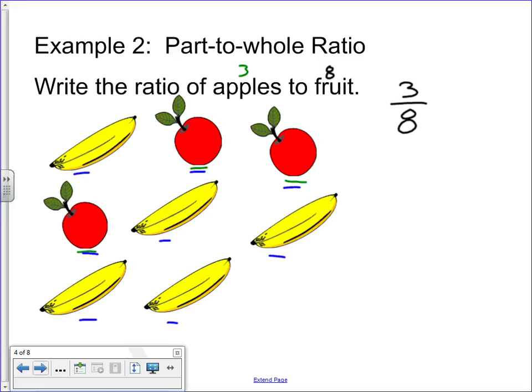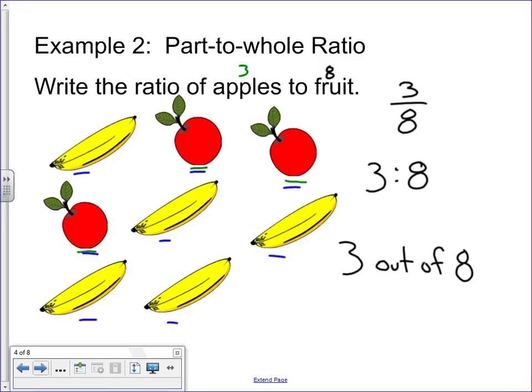which can't be simplified. We could also write it with a colon as 3, the colon, 8. Or then finally, we could use words. Now, the words are going to change a little bit. I know that it says apples to fruit up here, but we're comparing a part out of a whole. So there are 3 apples out of 8 pieces of fruit. So again, it's a very simple change of wording, but we'd say 3 out of 8.